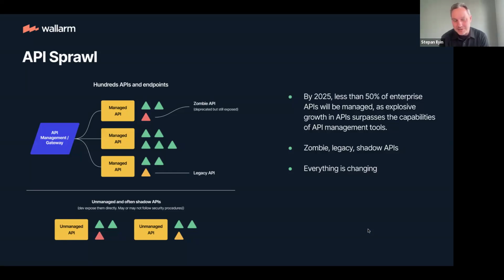One thing to mention, speaking about the evolution of APIs, is how many APIs every single organization has now. We call it API sprawl, and it seems like nobody can actually answer the very simple question: how many APIs do you have?